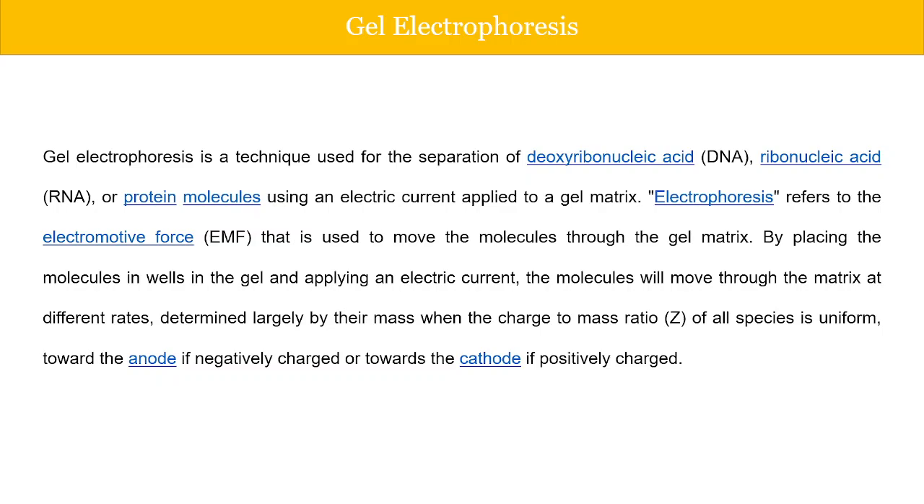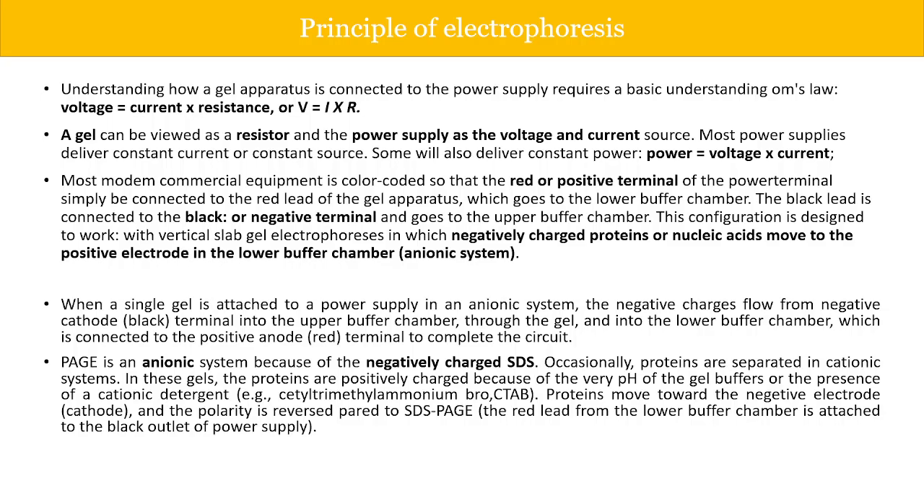Now, by placing the molecules in wells in a gel and applying an electric current, the molecules will move through the matrix at different rates, determined largely by their mass when the charge to mass ratio of all the species is uniform. That's the principle of electrophoresis, where it uses Ohm's law: voltage is equal to current into resistance. So the gel can be viewed as a resistor and the power supply as the voltage and the current source. Most power supplies deliver constant current or constant voltage. Some will deliver constant power, that is, power is equal to voltage into current.